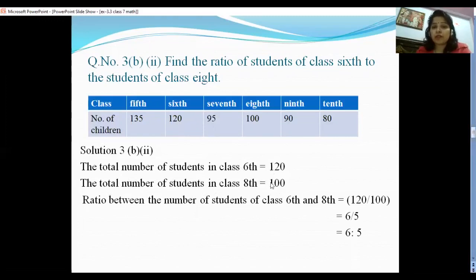The ratio means divide. So when you find the ratio, you must write here 120 divided by 100. Both can be cut by the table of 20. After cutting, you will get 6 divided by 5. It means 6 ratio 5 because division means ratio.